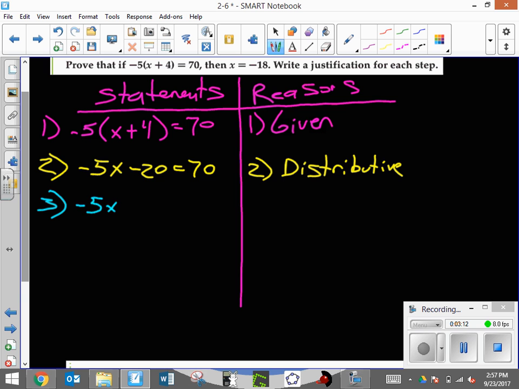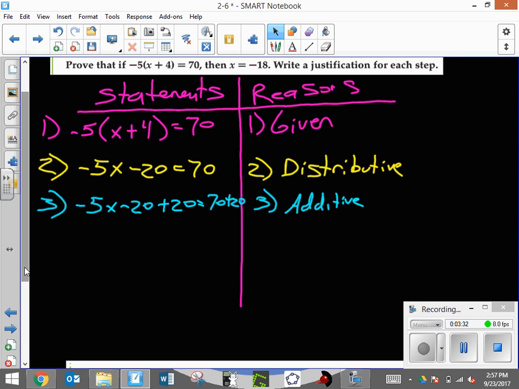Your book is going to do it like this. They're going to go -5x minus 20 plus 20 equals 70 plus 20. They're showing you that you added 20 to both sides. So they would call this the additive property. Okay, then the next step, we would actually simplify that. Okay, so step 4, and again, this is how the book would do it. They would make it -5x equals 90. Okay, and they would call that then substitution.